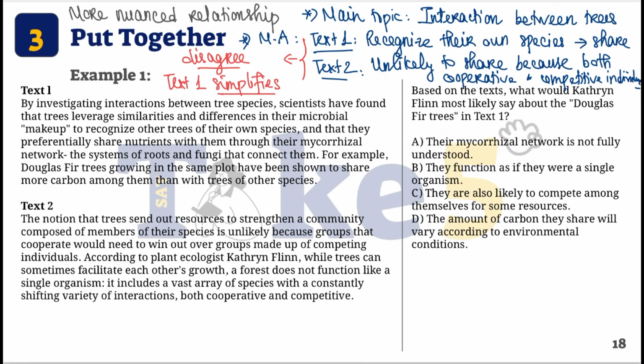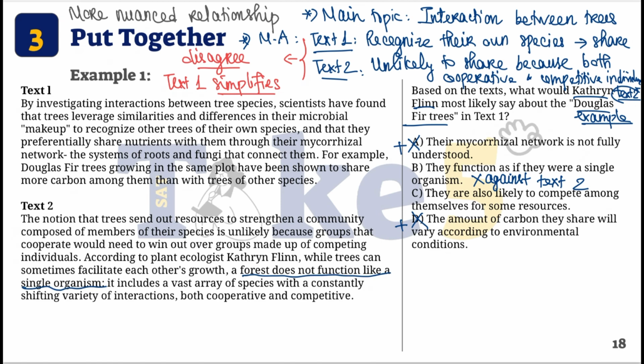Read the question first. It's asking how the ecologists in text 2 would respond to an example given in text 1. So we can eliminate answers with positive indicators that show support for how the Douglas fir trees share resources within their community, like answer D or even answer A. Between B and C, we see that B is directly against Flynn's observation in text 2 that a forest does not function like a single organism.